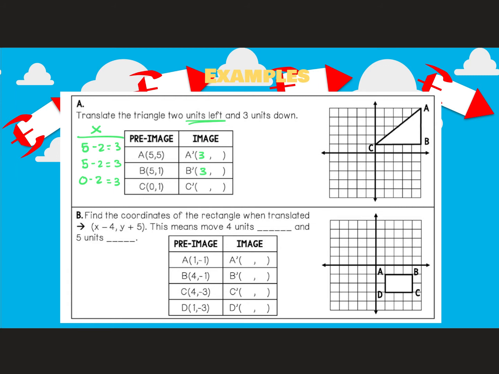That's actually going to be a -2 there. My apologies, I got 3 happy. So we'll have 3, 3, and -2. Then for our y's, we're translating 3 units down. So again, we are subtracting. We have 5 minus 3, 1 minus 3, and 1 minus 3, which gives us 2, -2, and -2.